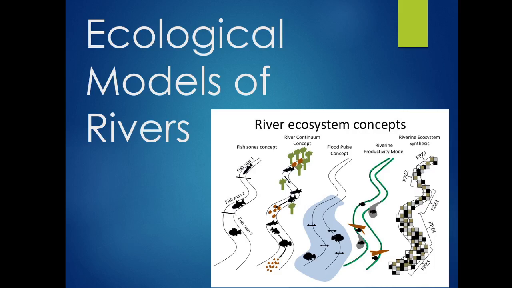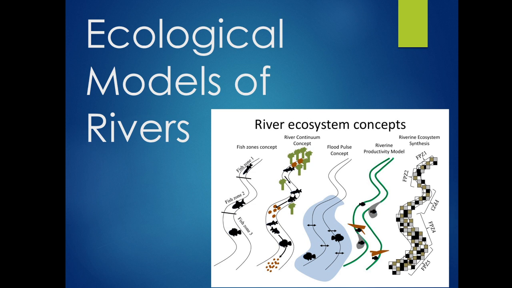Okay, so I wanted to spend some time, now that we're shifting out of the organisms that we find in streams, into thinking about how the whole ecology of the system works in general. Now, the best way I think to do that is to look at a historical viewpoint of these river ecosystem concepts, or different ways we can model how the rivers work.